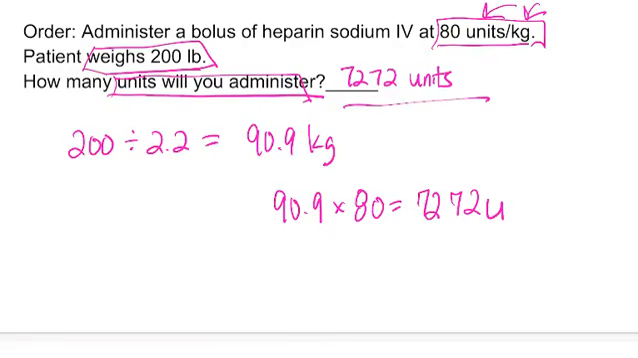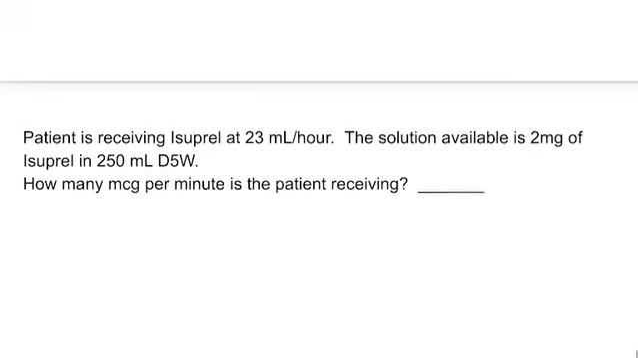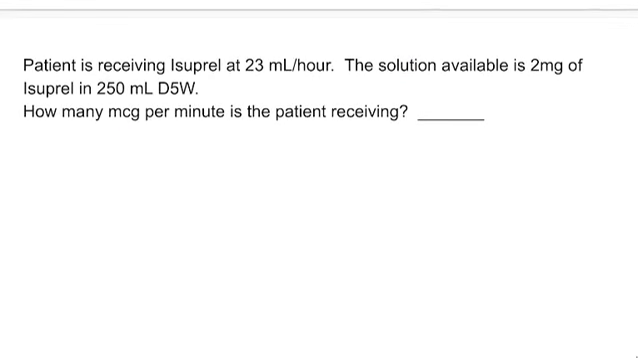Okay, we have one more question left. One more time. Micrograms per minute is the patient receiving. Okay, micrograms per minute. Let's see what we got here. We got patient receiving isoprel, 23 mils per hour. Solution available is 2 milligrams of isoprel in 250 milliliters. So let's get this 2 milligrams in 250 milliliters to a more reasonable number.